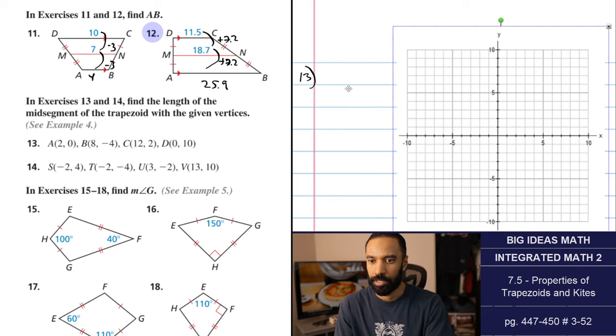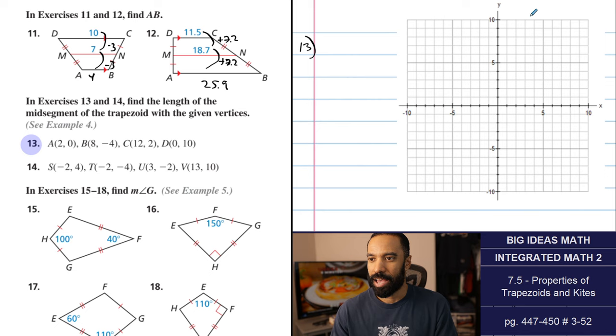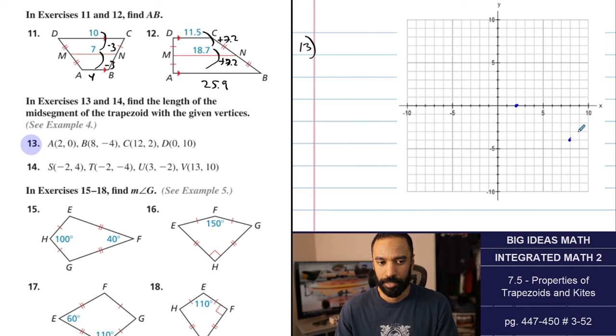Okay, number 13. In 13 and 14, find the length of the mid-segment of the trapezoid with the given vertices. So two questions on these. So we're going to have A at (2, 0), B at (8, -4), C at (12, 2), so that does go off the map a little bit, we'll deal, and D at (0, 10).